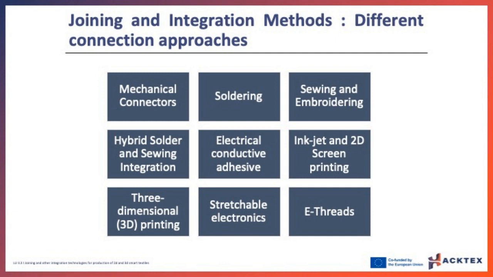Some of the methods for smart textile joining and integration are mechanical connectors, soldering, sewing and embroidering, hybrid solder and sewing integration, electrical conductive adhesive, inkjet and 2D screen printing, 3D printing, stretchable electronics as well as e-threads.